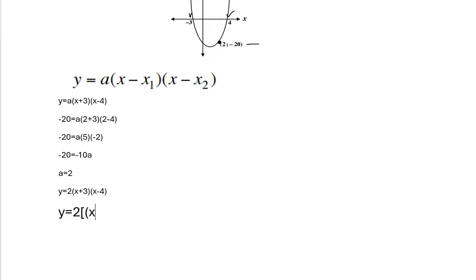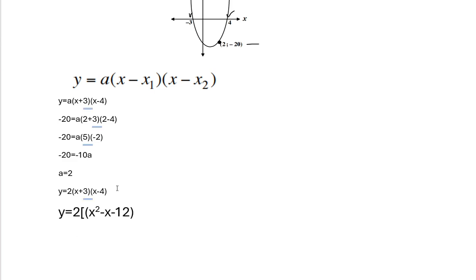Now let's do it again. Say x squared. Remember x times x is x squared. Then x times negative 4 is negative 4x. Then 3 times x is 3x, which will give us negative x: if you take x times negative 4, you get negative 4x, then you take another 3x, you add them, you get negative x. Then 3 times negative 4, you get negative 12.